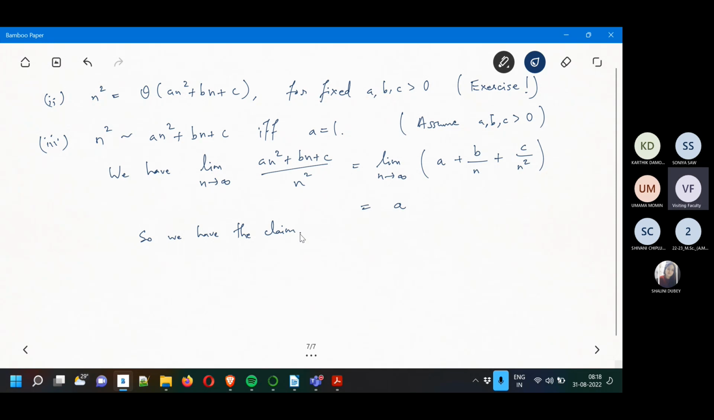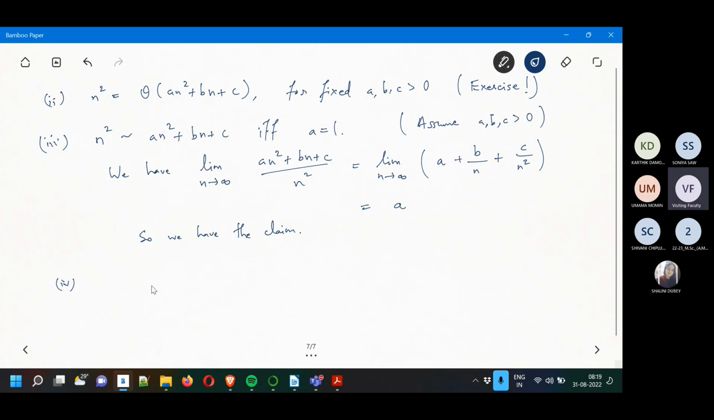See why? Because it is tilde if and only if this limit is 1, if and only if a is equal to 1. All right. So those are some simple examples. We can also show something like not tilde. That is much easier. So since it involves limits, it's much easier to check.